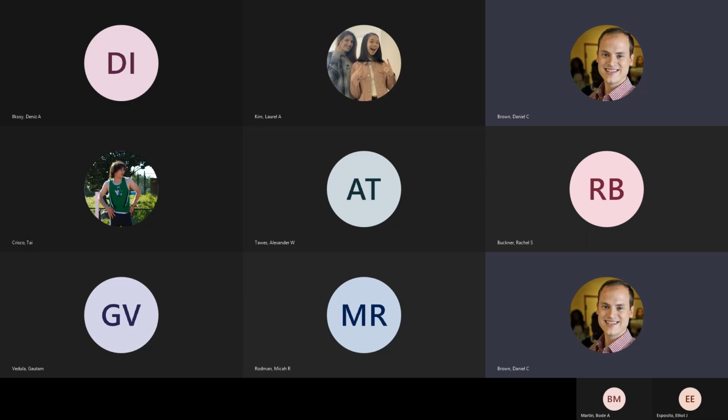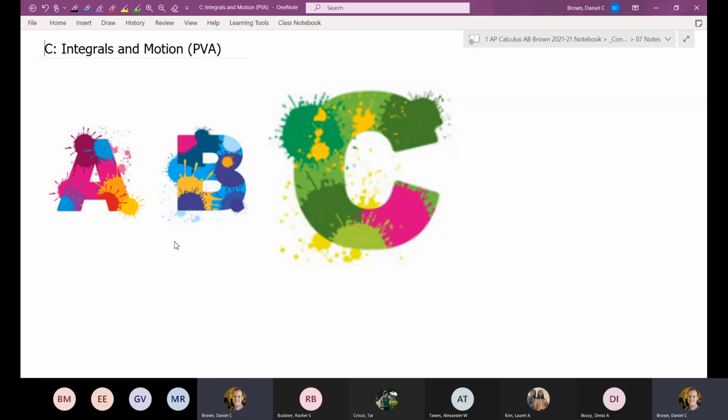Something exciting, and how can you use things like the function or the integral or the rewritten first FTC to basically do a bunch of different types of problems. Today we are just going to do PVA.